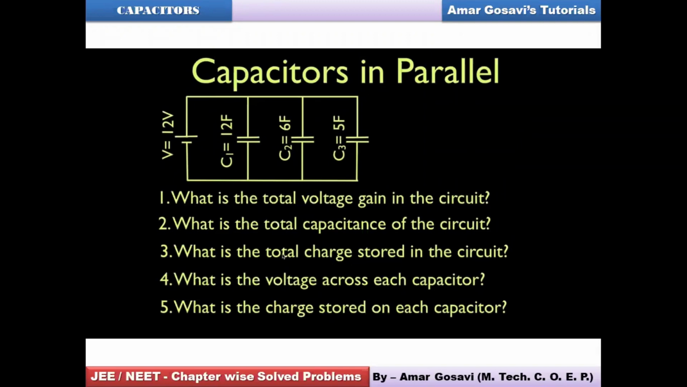Fourth question, what is the voltage across each capacitor? The voltage is going to remain same, but the charge won't remain same, because this is a parallel connection, if you all remember. The fifth part of the question is, what is the charge stored on each capacitor? So now we are going to analyze a parallel capacitor circuit. Please make a note of this problem before we proceed further.